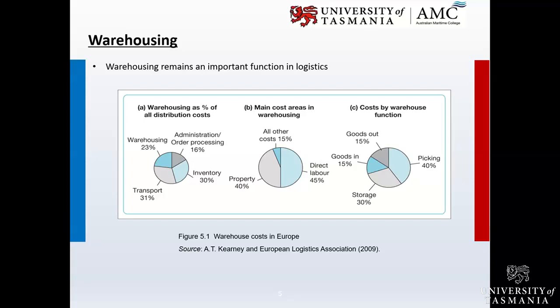Now move on to figure C. We find costs by warehouse functions, and we can identify picking and storage. These two major components, especially for picking. The percentage was 40%. Also, picking activity is normally labor intensive. So this figure shows the importance and cost allocation in warehousing.